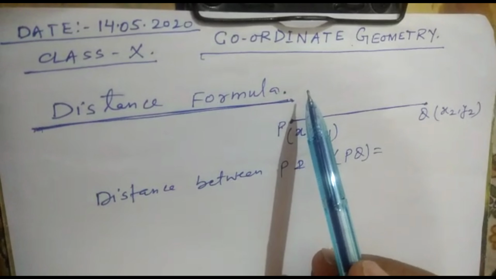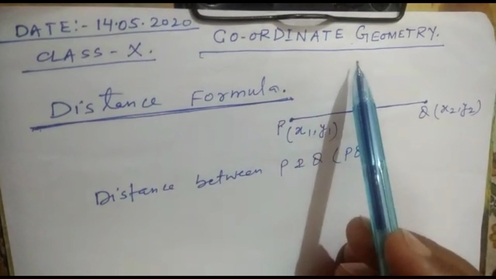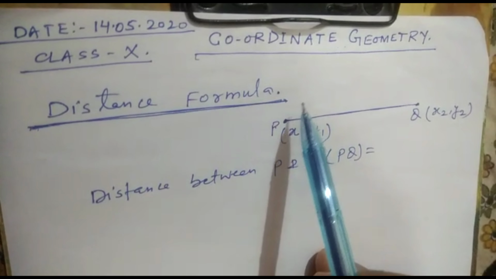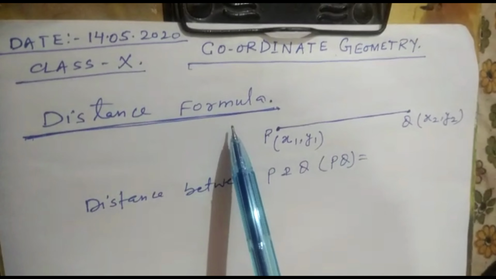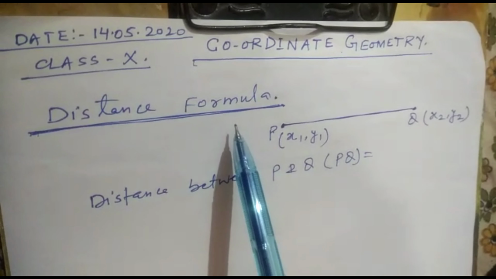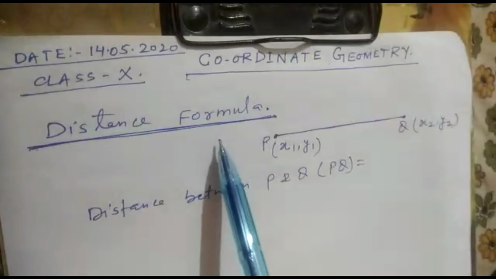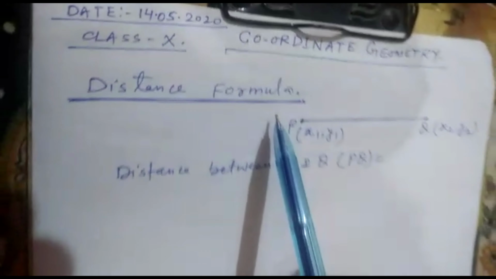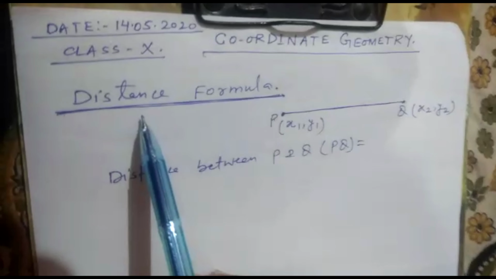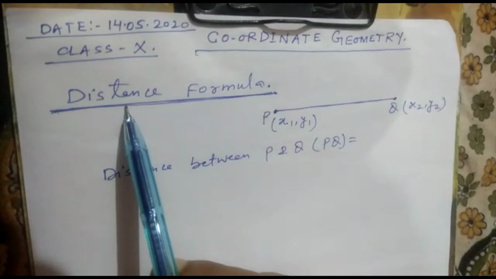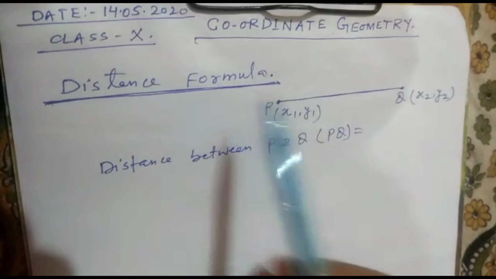So in class 10th, in coordinate geometry, basically we study the distance formula, section formula and area of triangle. In the first exercise, questions are based on distance formula. In the second exercise, questions are based on section formula. And in the third exercise, questions are based on area of triangle. So I am starting here from distance formula.